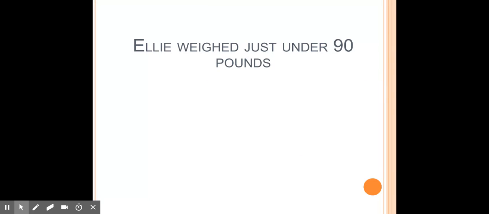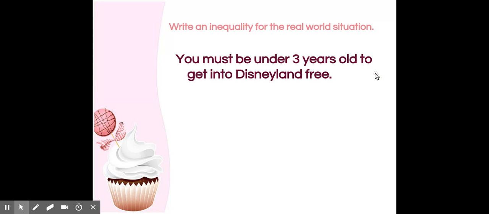Let's try this one. Ellie weighed just under 90 pounds. E, or whatever variable you chose, is less than 90. How about this one? You must be under 3 years old to get into Disneyland for free. X is less than 3.